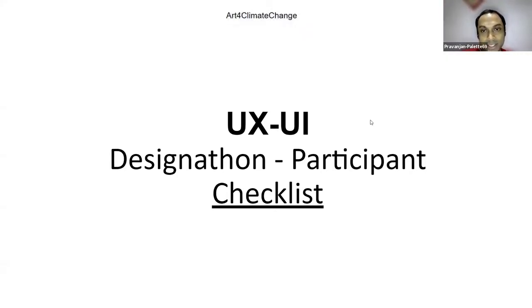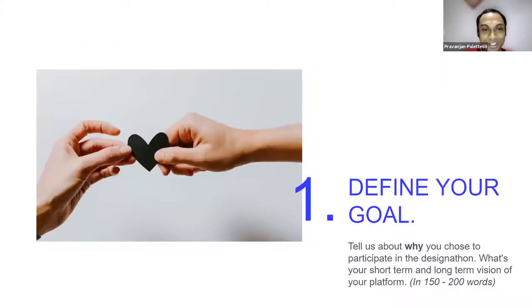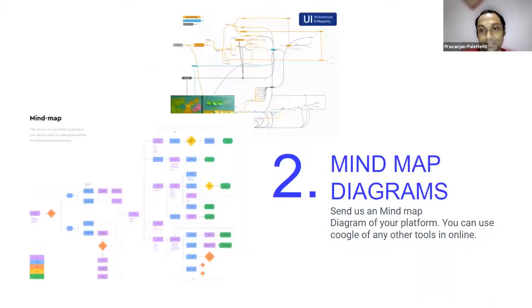So this is a checklist, and you can also find this in the info. We will pin it up in the info Discord channel. Everyone can have access to this. These are the 5 main features people applying to the hackathon can think of when applying. Like I have told, the why is the most important aspect, which is very short and crisp: why you are into this. Second is the mind map.